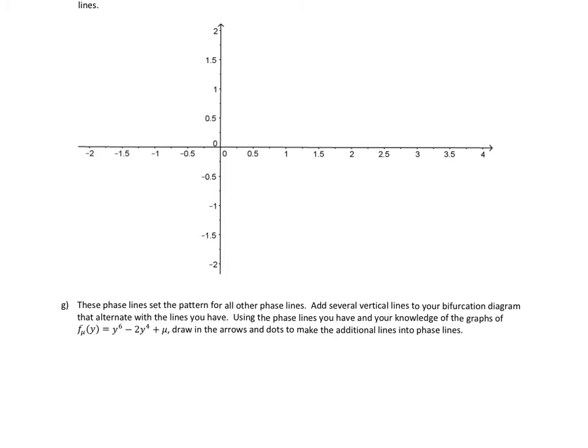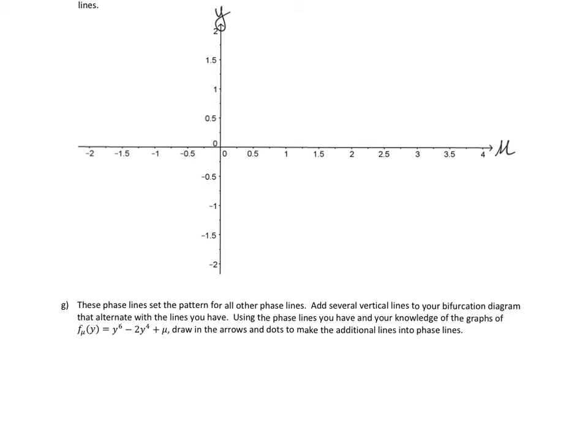Okay, next we're going to draw the bifurcation diagram for dy dt equals y to the 6th minus 2y to the 4th plus mu. So we want to label the set of axes below with y as the vertical axis and mu as the horizontal axis. And we're going to draw in vertical lines at all the values of mu that we drew graphs for on the previous page. And then we're going to turn each of those lines into a phase line.